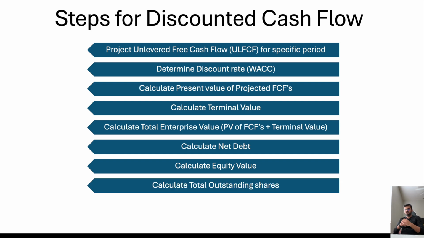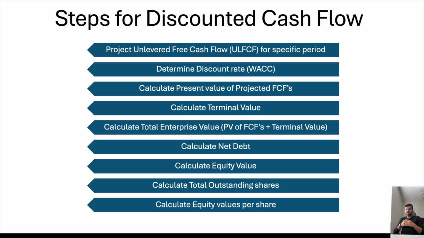Then the next step is to calculate the total outstanding shares. We can pretty much get this from their most recent 10K or 10Q filings, whatever it is. Then the last step is the equity value per share, or the value per share. That is nothing but dividing the equity value, which is our step number 7 here, by the total outstanding shares, which will give us the value of one share. We can compare it with what it is trading at and figure out whether it is fairly valued, undervalued or overvalued.